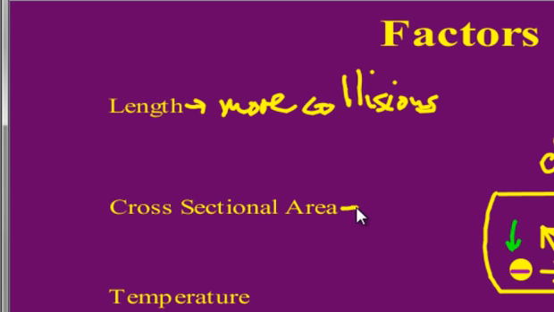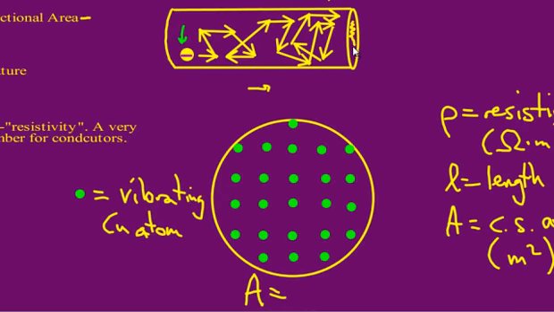The second factor, cross-sectional area, is basically like how fat the pipe is. A fatter pipe is going to be more flow, right? And a thinner pipe is going to be less flow. I've taken this right here, which would be called the cross-sectional area, and I've blown that up here so you're looking at it head-on.